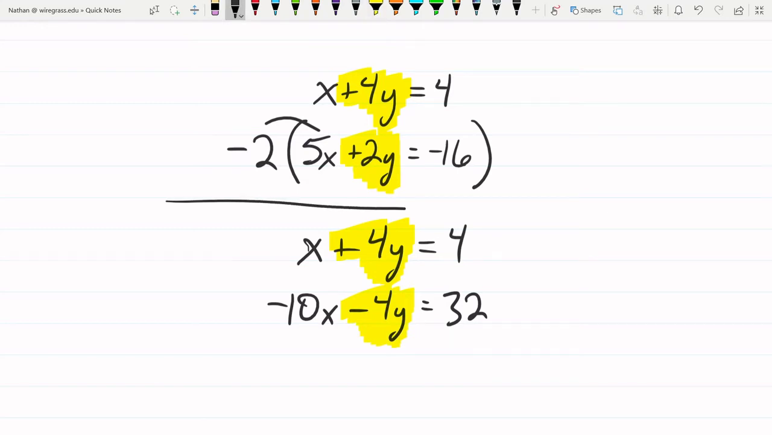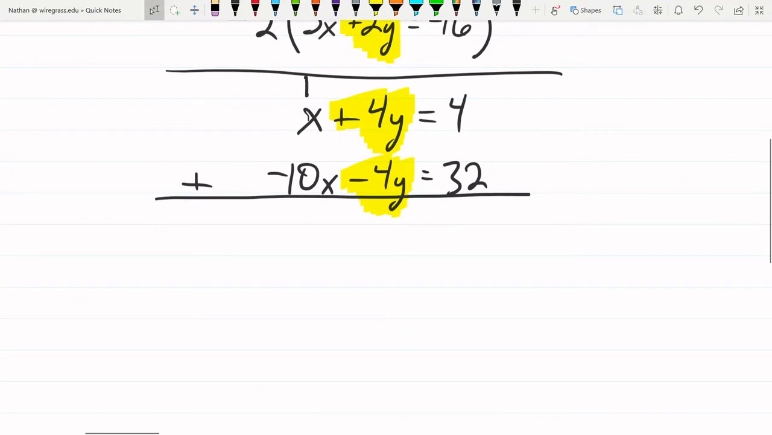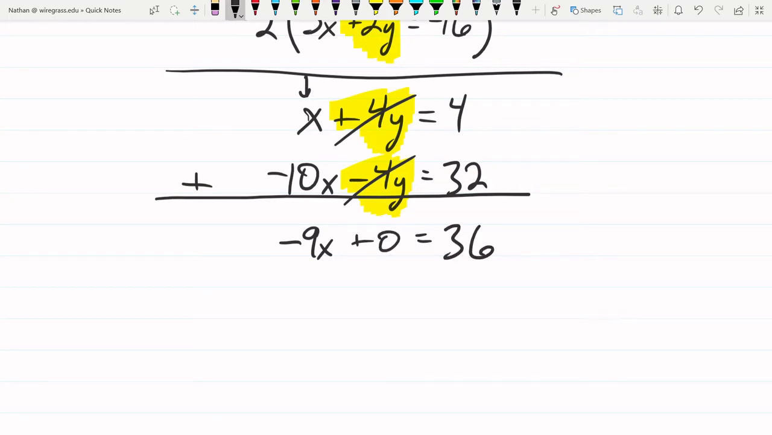This is important because what I can do now is add the two equations going straight down the columns. So we're going to go down this column of x's. X minus 10x is -9x. 4y minus 4y cancels. And that's the whole reason why we did that whole process in the beginning. It gives us just 0. And 4 plus 32 is 36. So of course, the plus 0 just goes away.